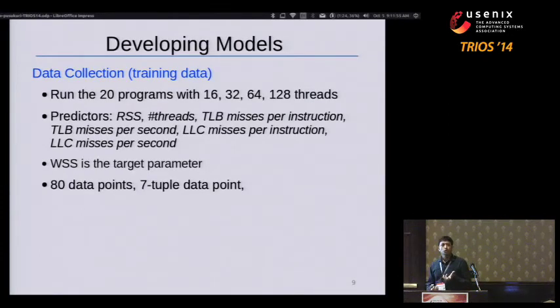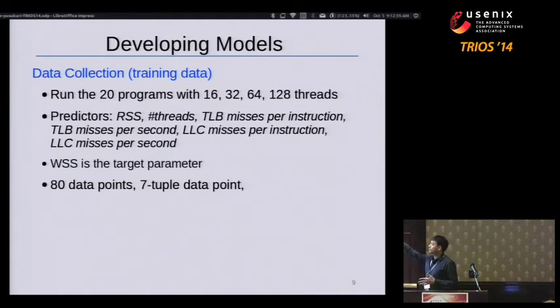To develop the models, we need to collect the training data, that means values of these factors, by running different programs with different numbers of threads. Therefore, we run these programs with 16, 32, 64, and 128 threads on Spark T44. And we gather these input parameter values, which I call predictors: RSS, number of threads, TLB misses per instruction, TLB misses per second, as well as last level cache misses per instruction, and last level cache misses per second. So these 6 are the initial predictors, and the target parameter is WSS, the working set size.